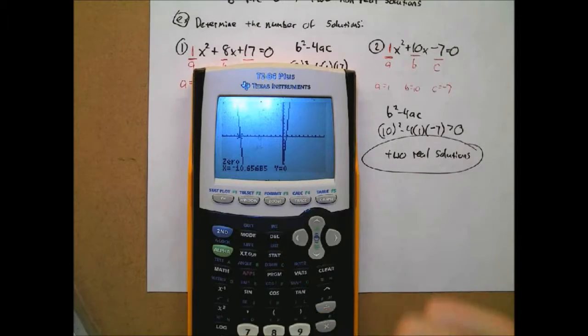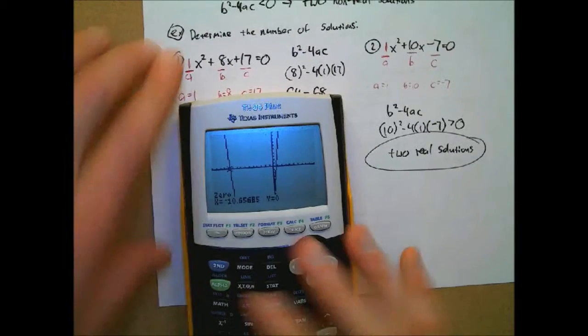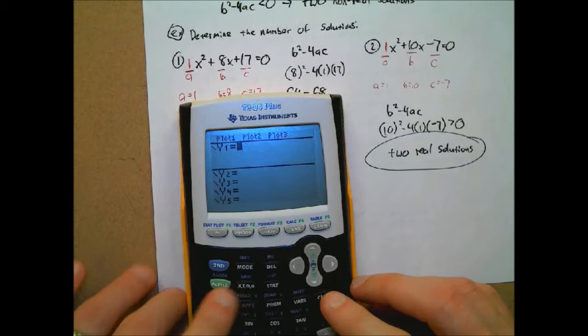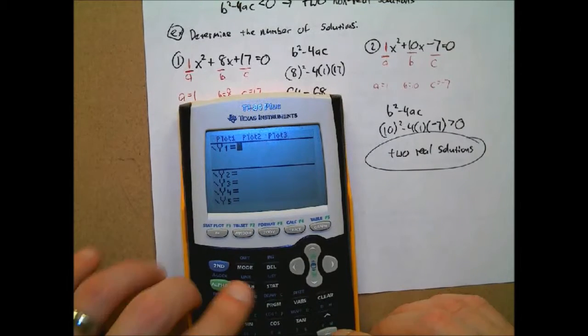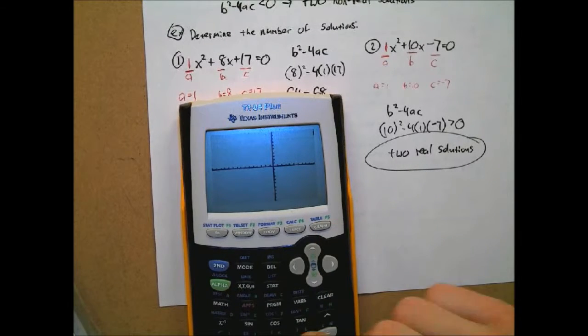Now let's see what happens with the 2 non-real solutions. What does that look like? So again, I'll go back to my quadratic here. X squared plus 8x plus 17. Graph this. Let me do a zoom 6 here.